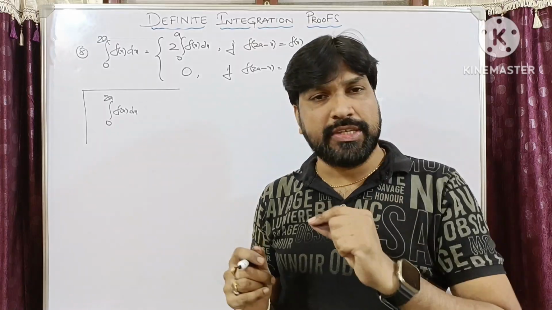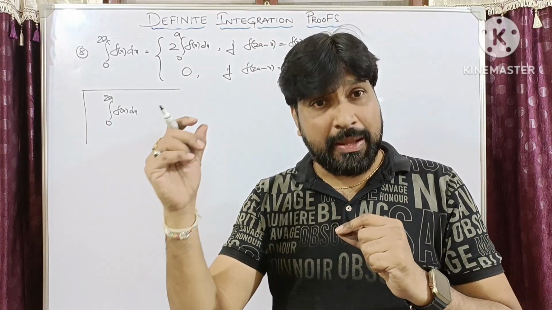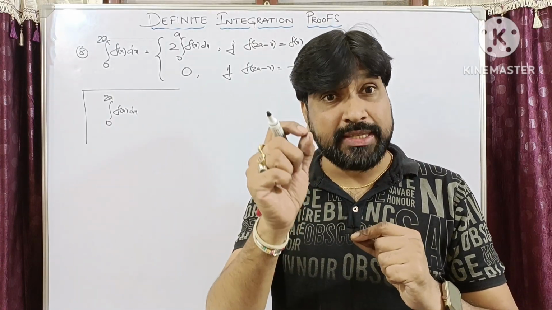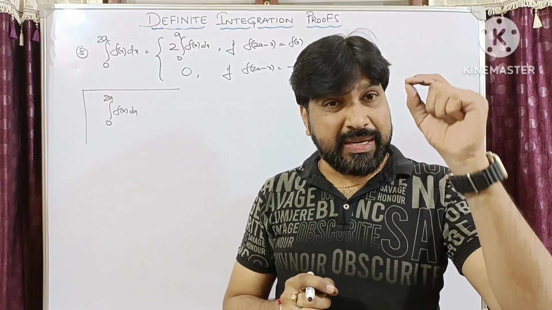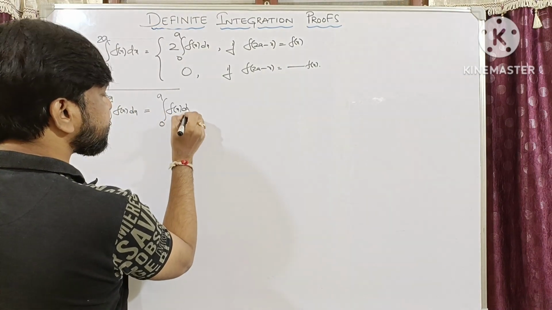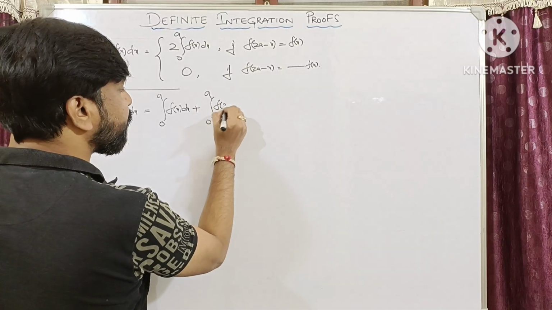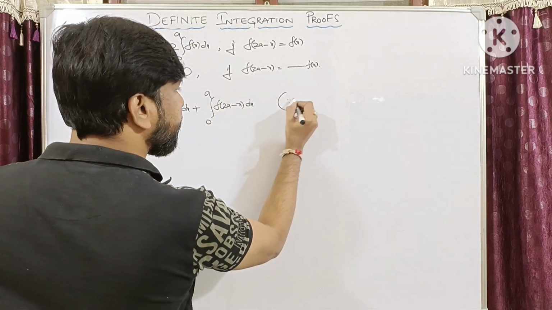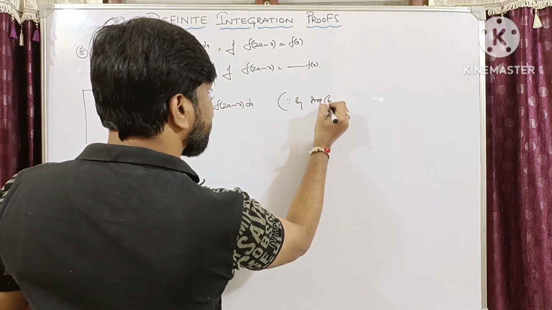Integral 0 to 2a f of x dx is equal to integral 0 to a f of x dx plus integral 0 to a f of 2a minus x dx. You can check it once, property number 6. I want to use property number 6 here. What is that? Integral 0 to a f of x dx plus integral 0 to a f of 2a minus x dx. Since by property number 6, I am writing this part.